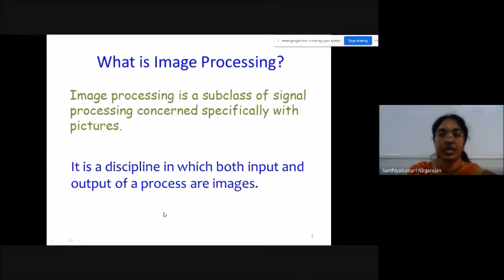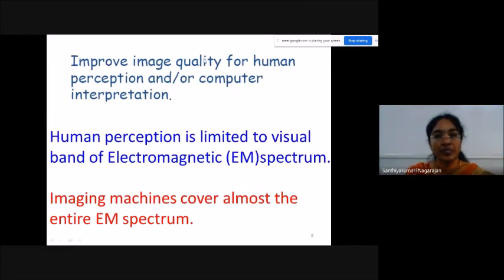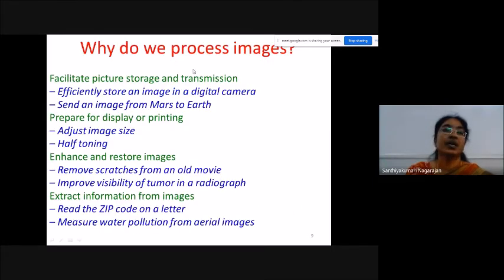It's nothing new in that one. The signal processing is carried over here. The image is considered as a two-dimensional signal. Then, to improve the image quality for human perception or for computer or processor interpretation, the perception is limited to the visual band of the electromagnetic spectrum, which you might already have come across in very basic signal processing. So imaging with the help of a machine almost covers the entire electromagnetic spectrum. Okay. We have discussed what an image is, what a digital image is, what image processing is and how digital image processing is carried out.